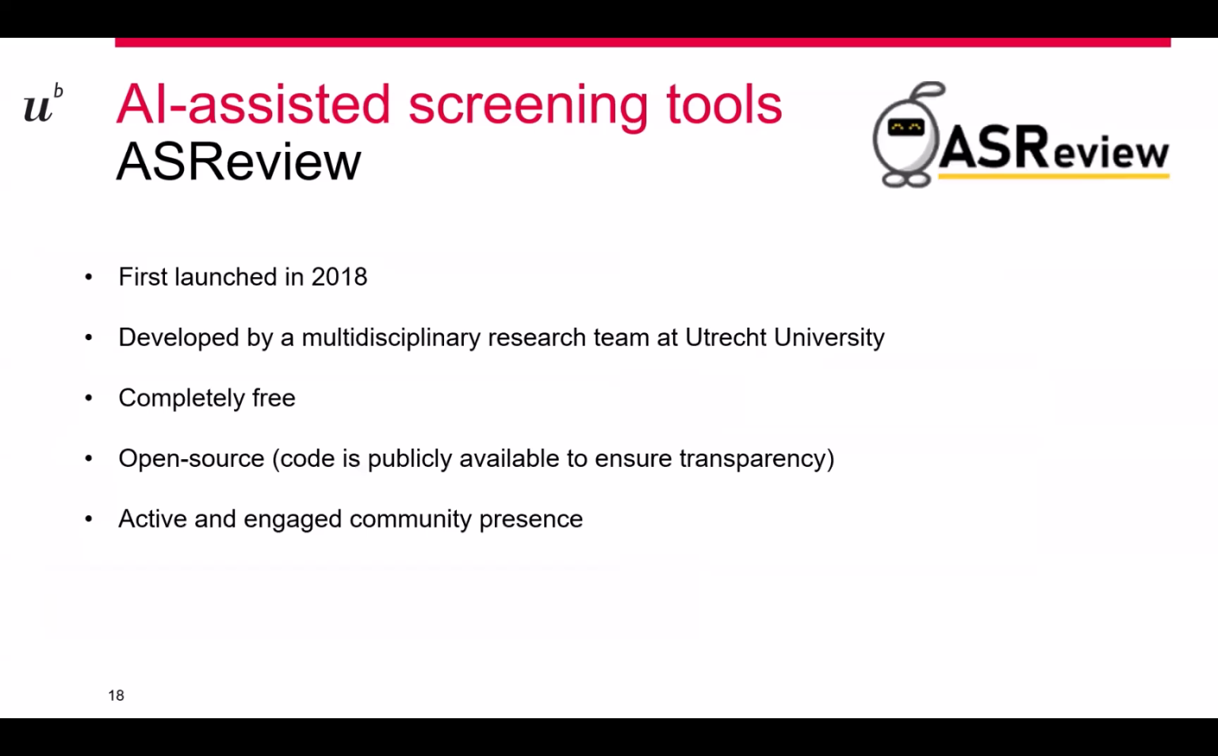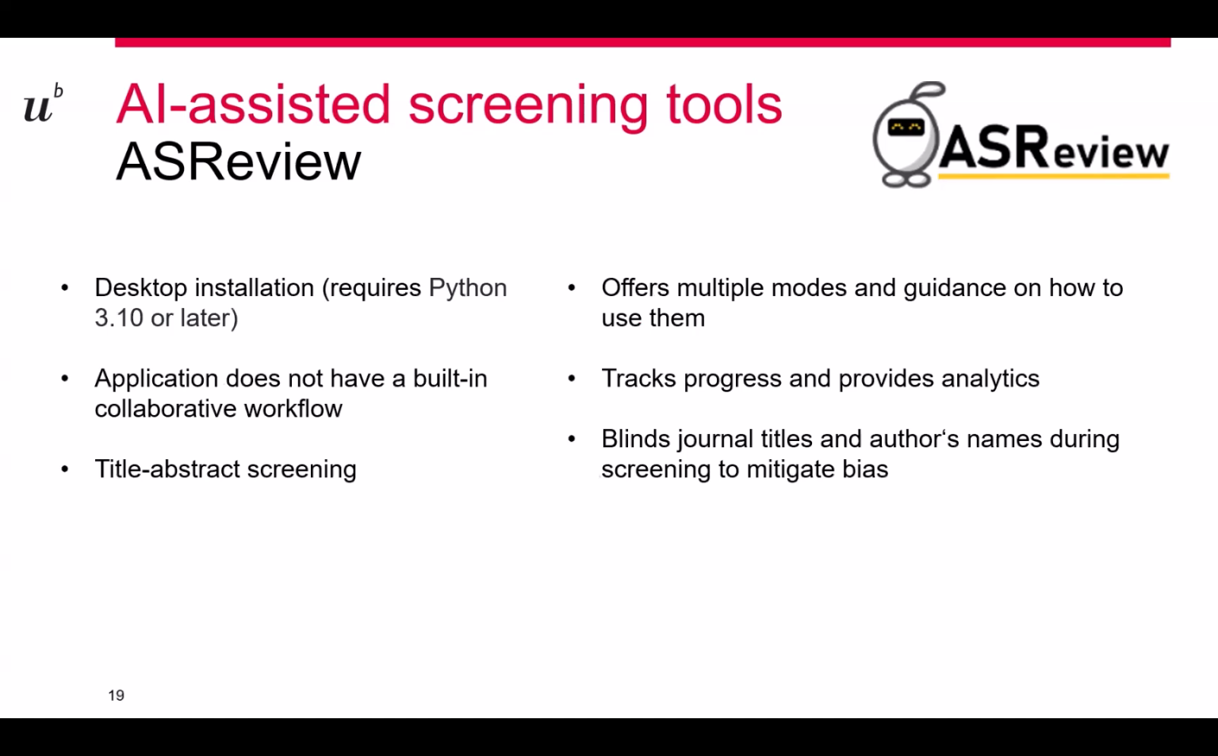We will start with ASReview, which was first launched in 2018, and was developed by a multidisciplinary research team at Utrecht University. This is completely free and open source, and it also has a very active community presence. With the tool, you do have to install it locally, and it requires Python. The application as it stands does not have a built-in collaborative workflow. It does title and abstract screening, but it also offers a variety of different models as well as guidance on how to use the tool effectively.